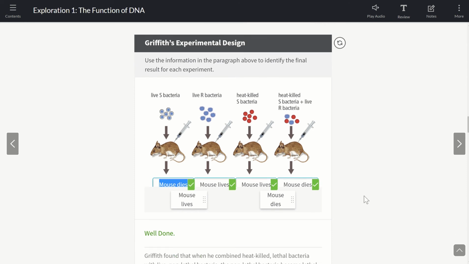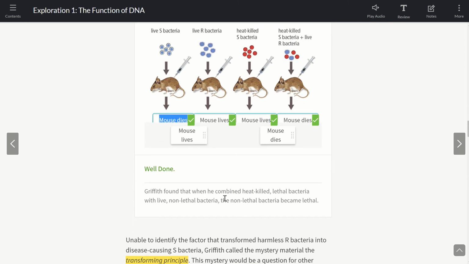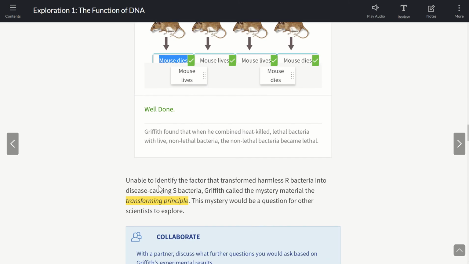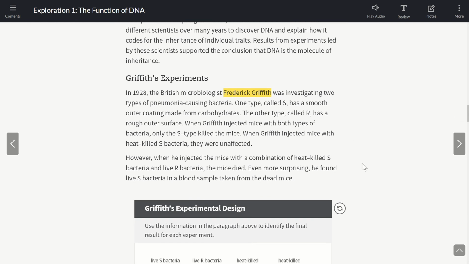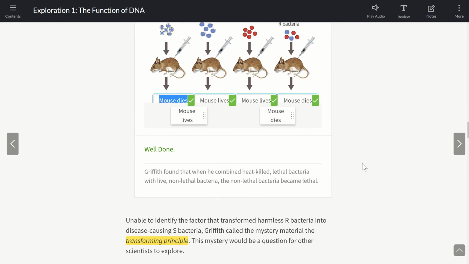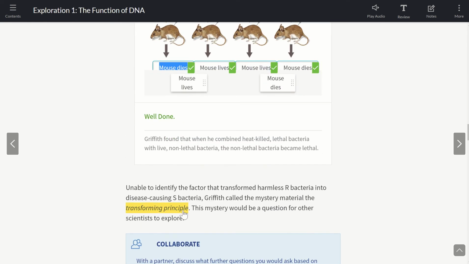Now, what that showed him was that there was some sort of what he called transforming principle. And this is the key to Griffith's experiment. If you're taking notes, Frederick Griffith, 1928, he did an experiment with mice where he discovered the existence of a transforming principle. Now, he didn't know what this was.